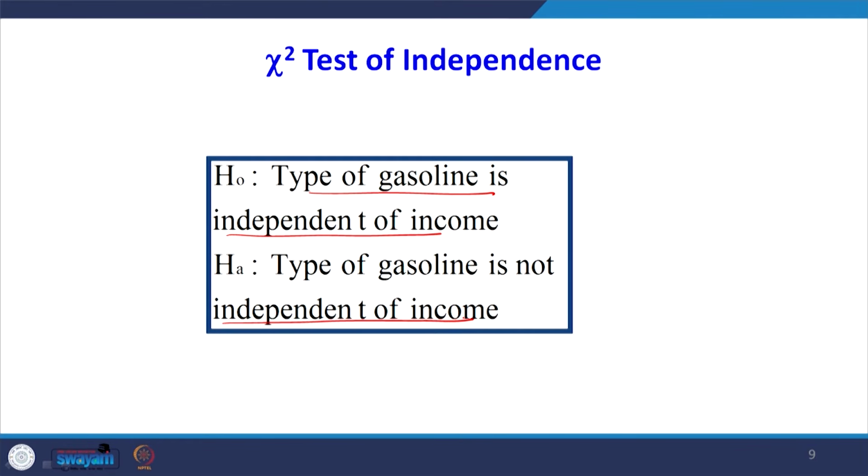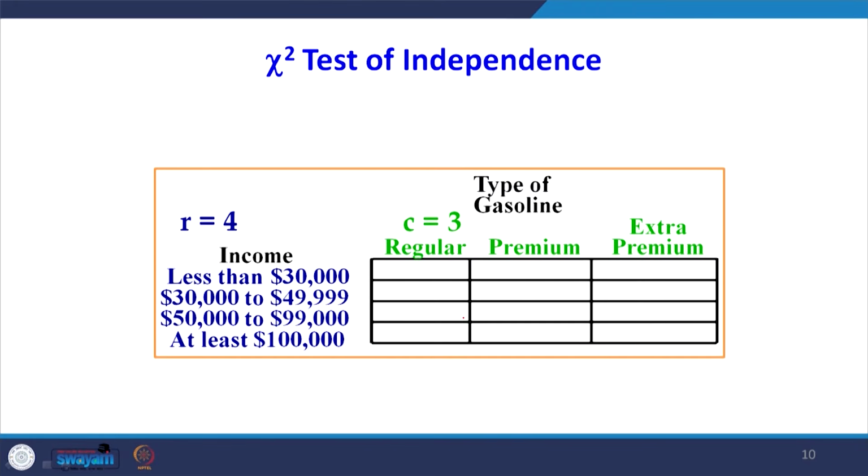Generally, there are different types of gasoline. We have the assumption that people who have higher income will go for good quality fuel. So we are going to test this. Is there any connection? Is there any dependency between their level of income and the type of gasoline they prefer? This was our problem setup.